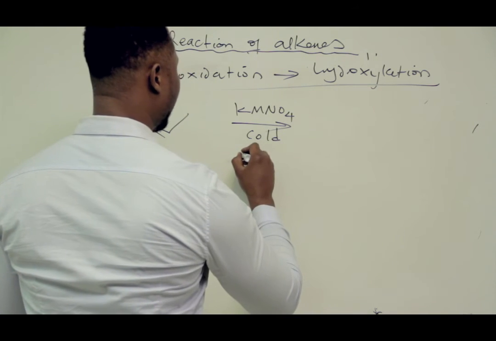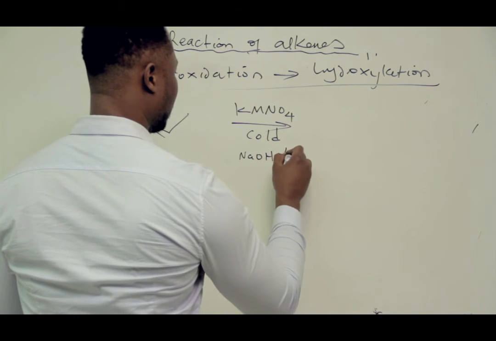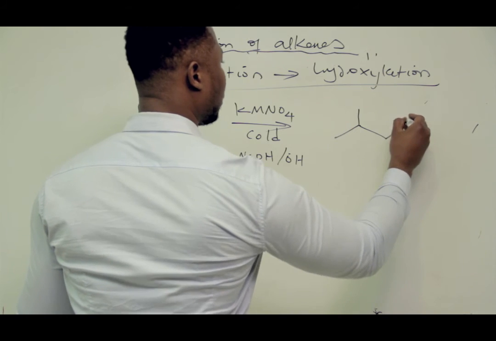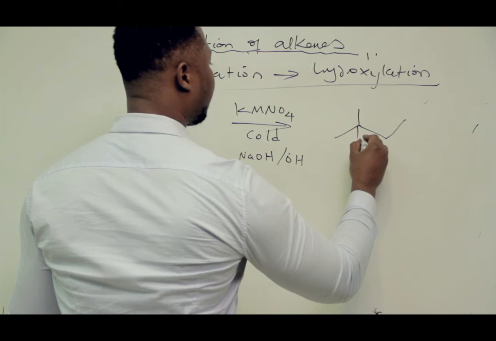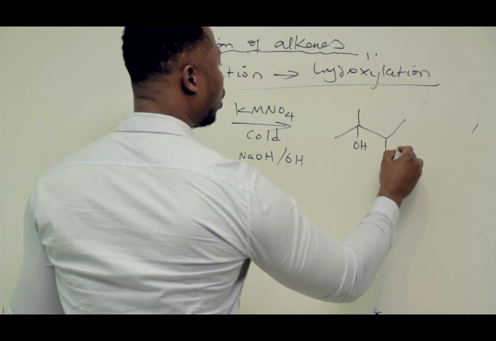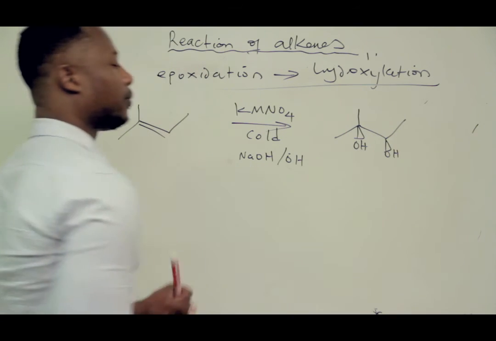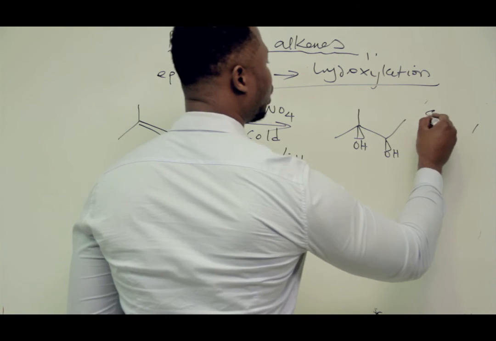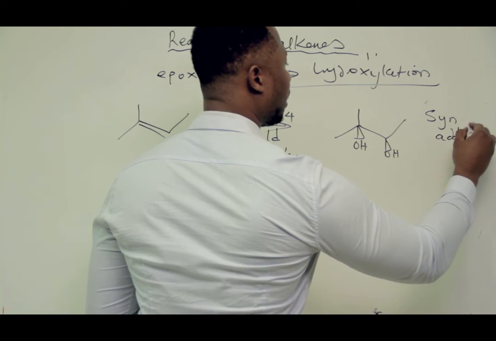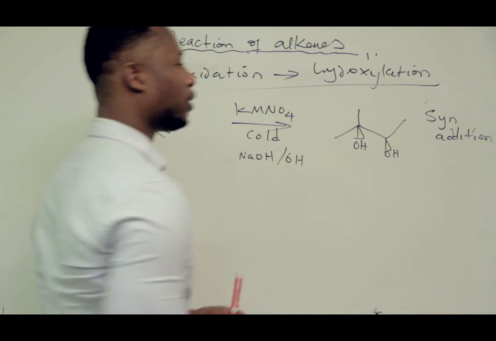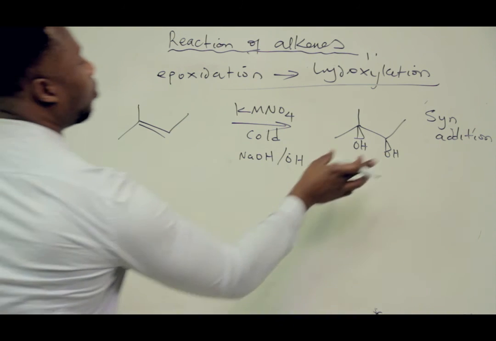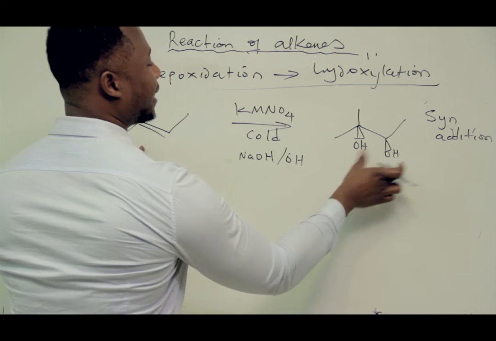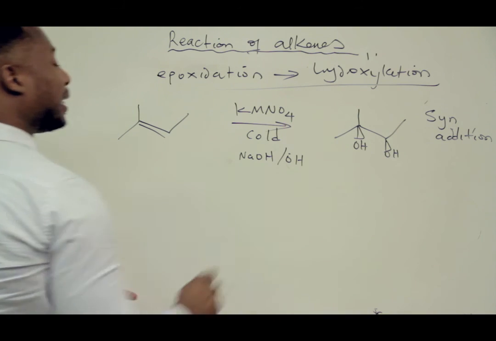Simply under basic conditions, we create diols. This is just a matter of knowing what the reagents are. They're going to be pointing in the same direction. This is called syn addition. Earlier, I taught you about anti-addition. This is syn addition because both of the things you add into the alkene are going to be pointing in the same direction. So we call it syn addition.